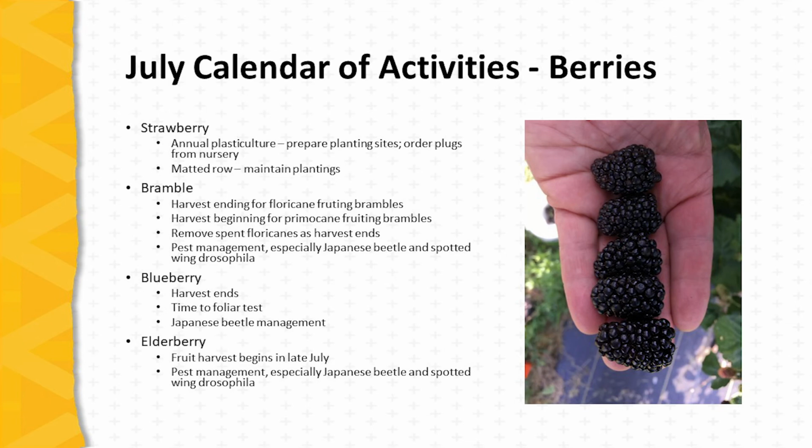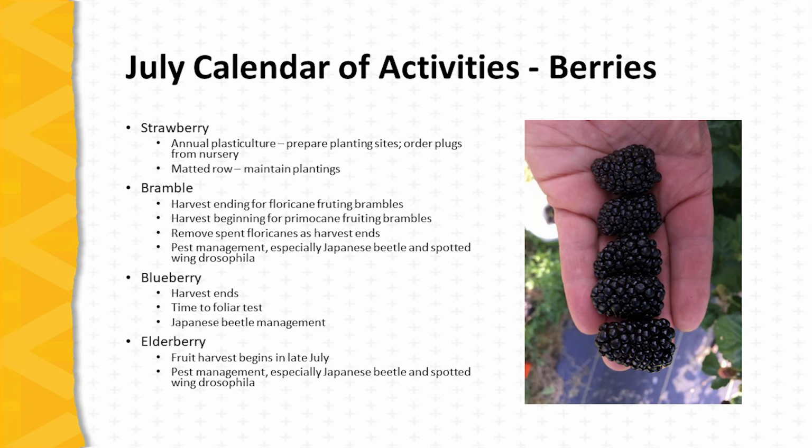The blueberry season is ending now for Missouri. Now is the time to foliar test. Now is also the time to make sure that you pay close attention to water management on blueberries. Blueberries are very drought sensitive, and the plant growth can be seriously hindered by dry periods in late July, August, and early September. Japanese beetle management continues for blueberries during this period of time.